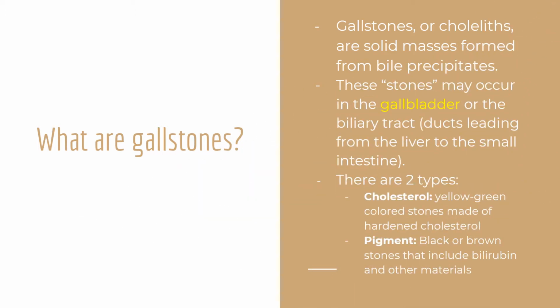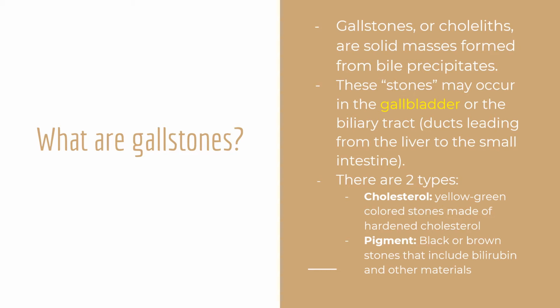Gallstones or choleliths are solid masses formed from bile precipitates. The stones may occur in the gallbladder or the biliary tract. There are two types of gallstones. The first type of gallstone is the cholesterol gallstone. These are often yellow-green colored stones made of hardened excess cholesterol and are predominantly found in women and obese individuals. Cholesterol gallstones account for 80% of all gallstones.